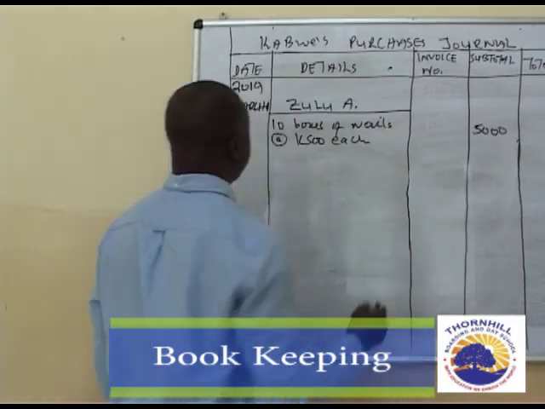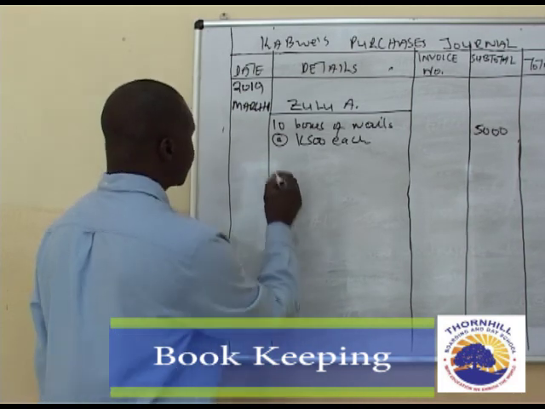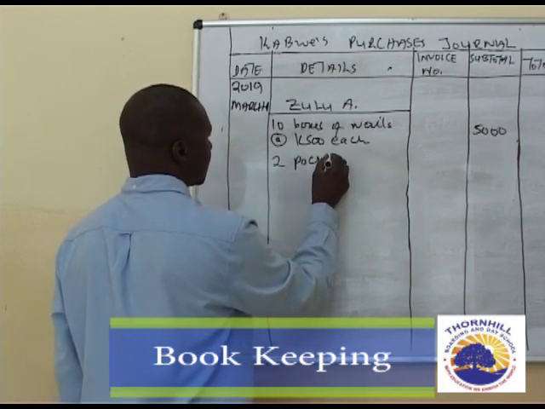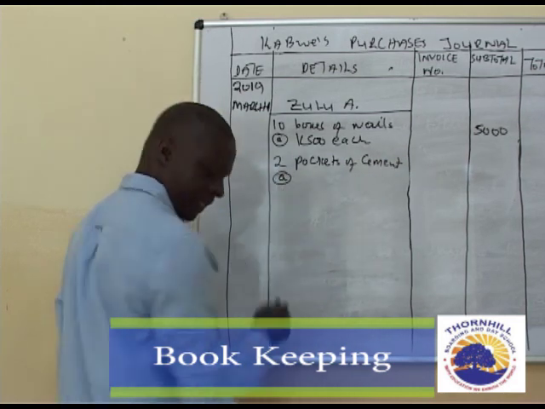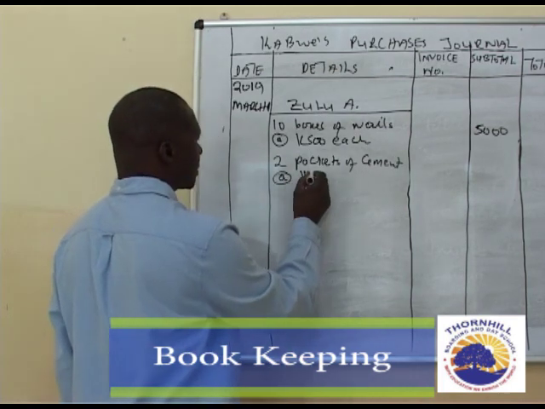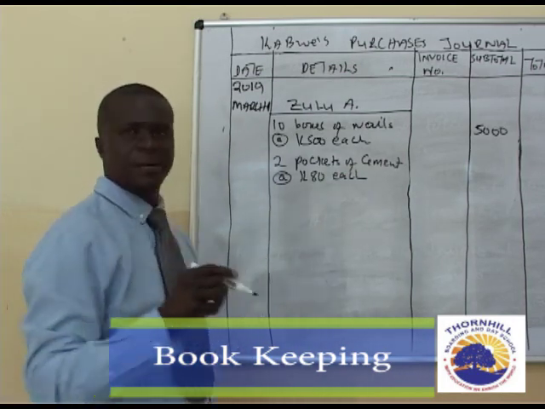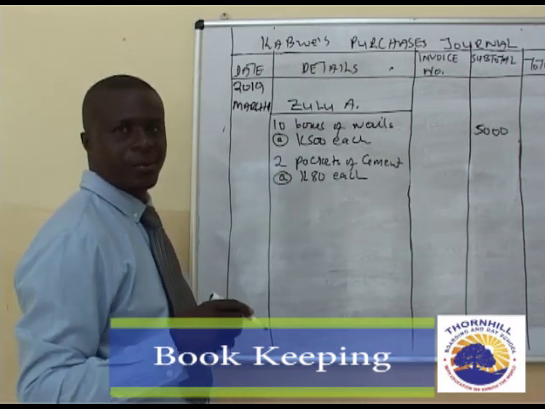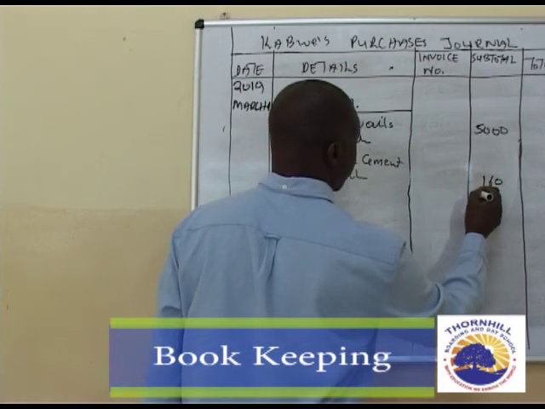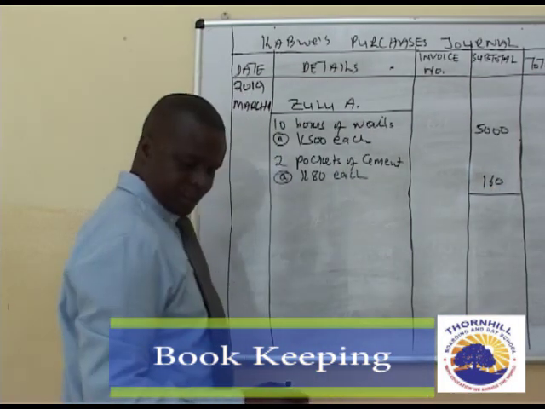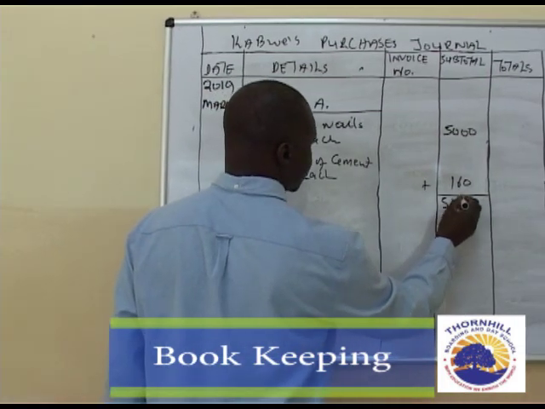The next item that we bought from the same gentleman, two pockets of cement at 80 kwacha each. The keyword again is each. One was costing 80 kwacha and we bought two pockets, so we expect to have 160 kwacha. That's the end of all the items that we bought. So we now need to get our total. We get 5,160.